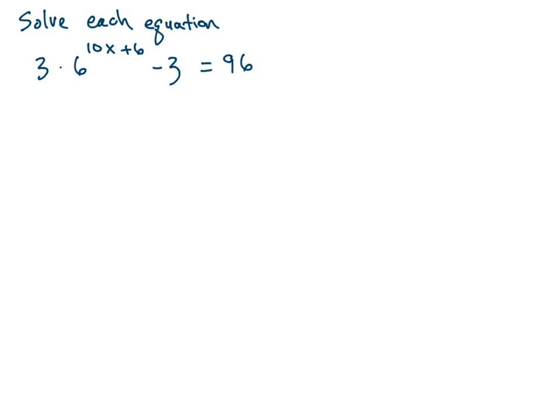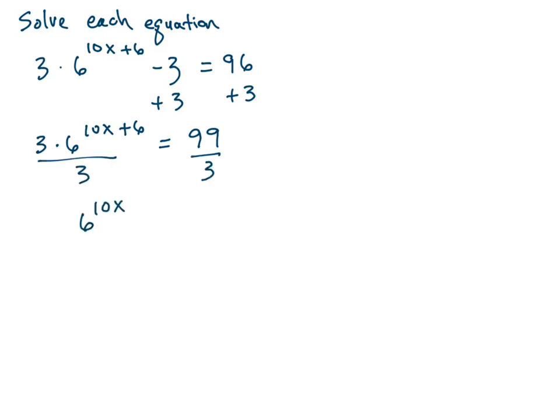So I'm going to go ahead and get rid of those 3's first. So let's go ahead and add 3 on both sides. Reverse PEMDASing, I want to do any easy add and subtract that I can, work my way up. Now I'm going to look at multiplication and division. Looks like I can divide both sides by 3 to get 6 to the 10x plus 6 equals 33.